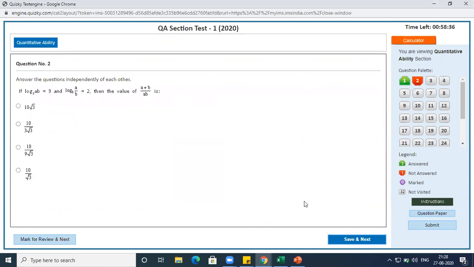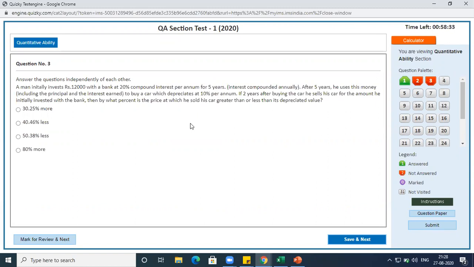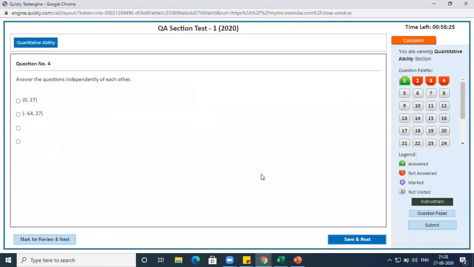A longer question, take some time. A man initially invests with a bank at compound interest, then there is a 10% per annum depreciation in value after 2 years of buying. Answer the questions independently of each other. Find the range of possible values for x if.